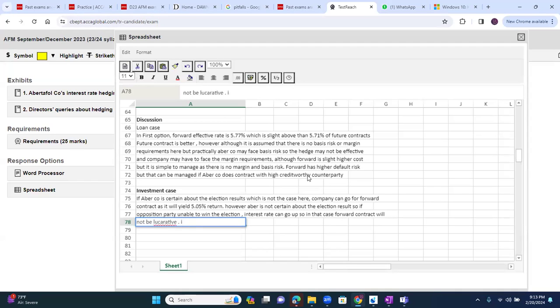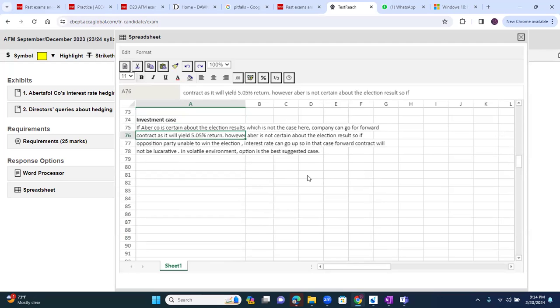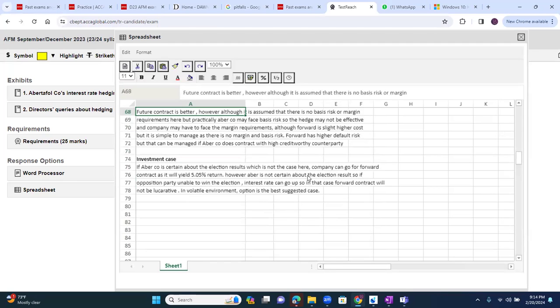In volatile environment, option is the best suggested case. You can write then that if opposition party wins and interest rates come down, you will exercise the option. At least you will get 4.6%. But if opposition party is unable to win the election, what will happen? Interest rate will go up. You will lapse the option. You can enjoy the higher market rates. Okay. That's how you will compare it.